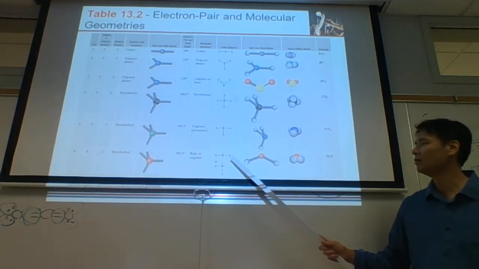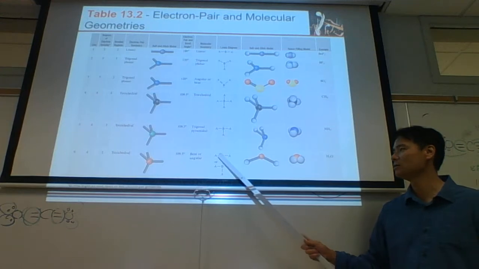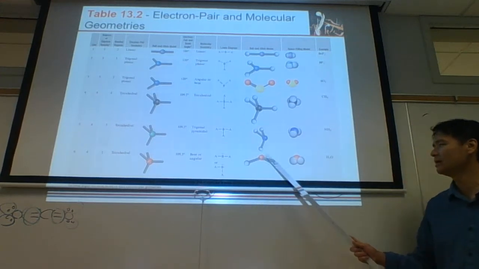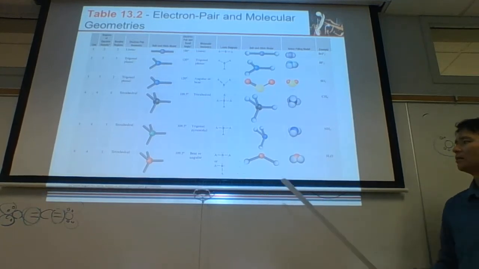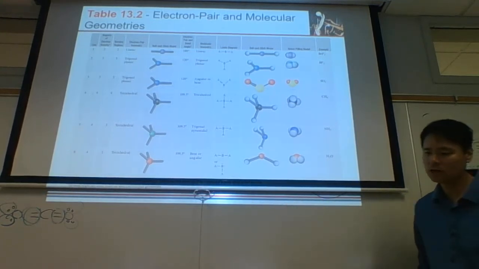Water will have four groups, two lone pairs, two bonds. Two lone pairs we don't see here. We just see the atoms here, which is bent or angular for the MG.